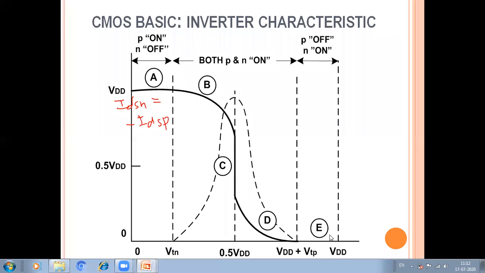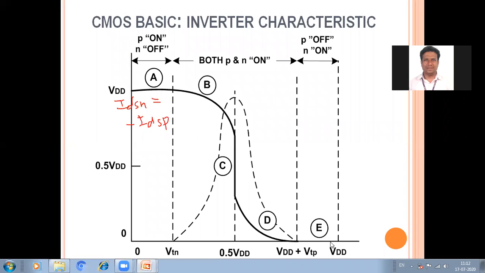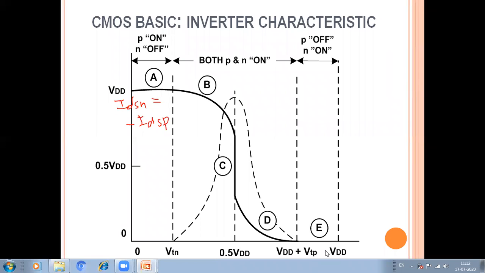Region E is characterized by the input condition that the input voltage Vin is greater than or equal to VDD plus VTP. In this region, the P device is in the cutoff region and the N device is in the linear region. So in region E, the output voltage is 0.